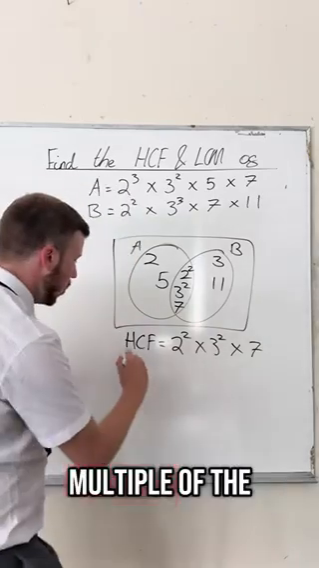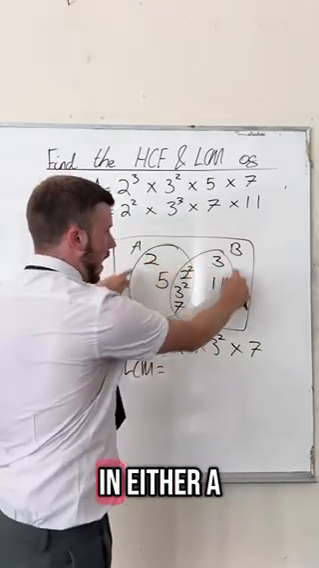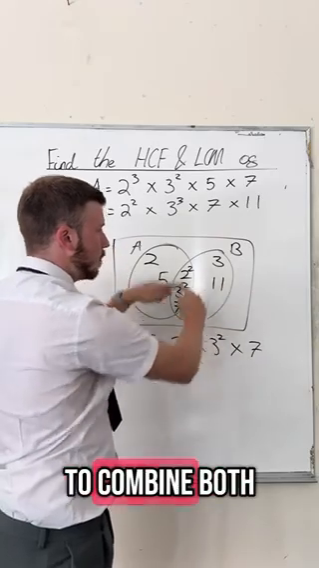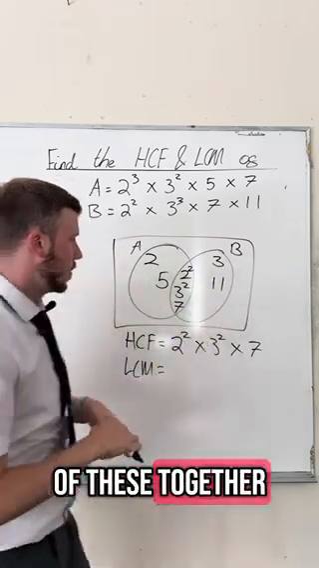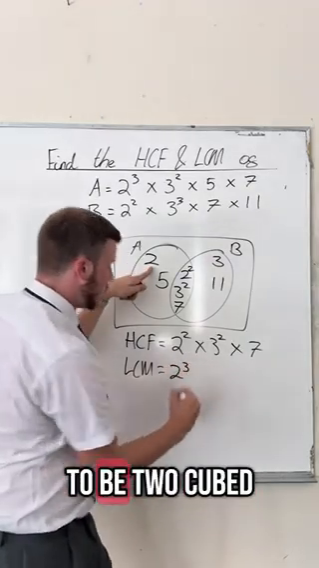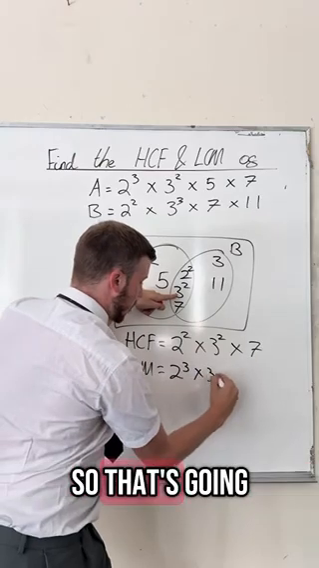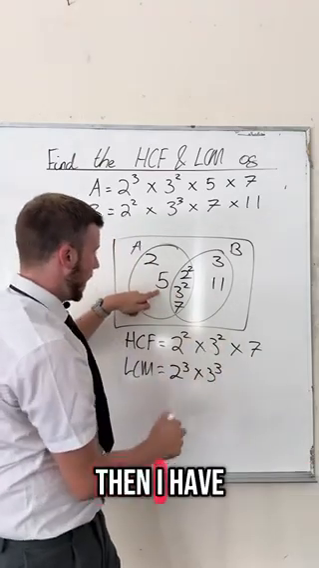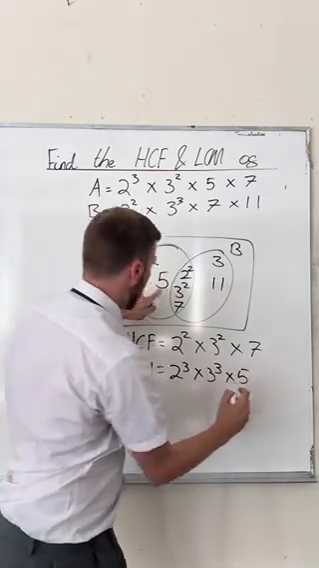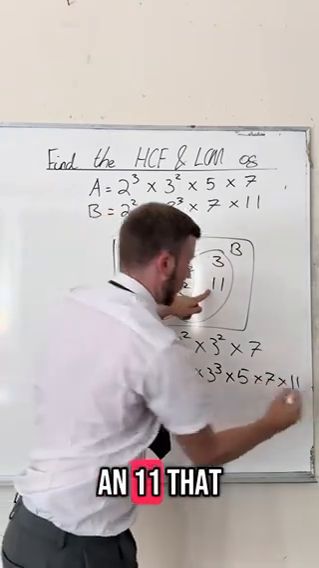The lowest common multiple is whatever is in either A or B, so we have to combine both of these together. So I've got a 2 squared and another 2, so that's going to be 2 cubed. I've got 3 squared and another 3, so that's going to be 3 cubed. Then I have a 5, a 7, and an 11. That would be the solution.